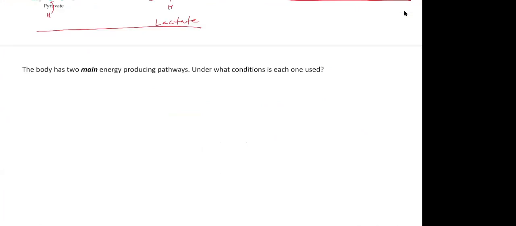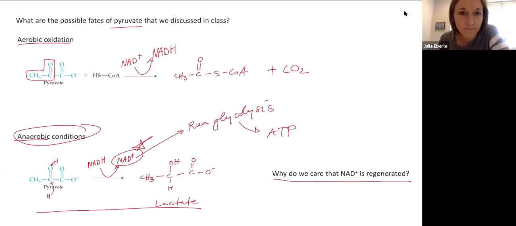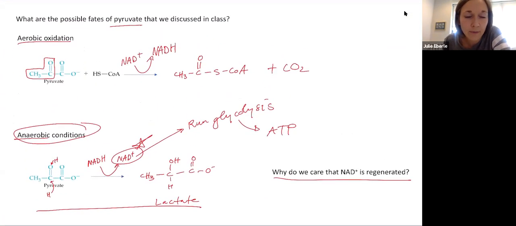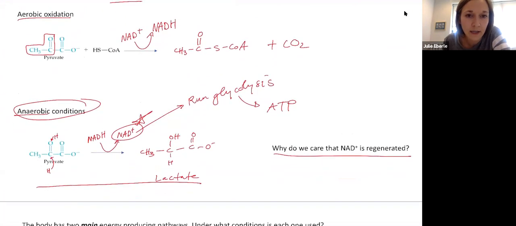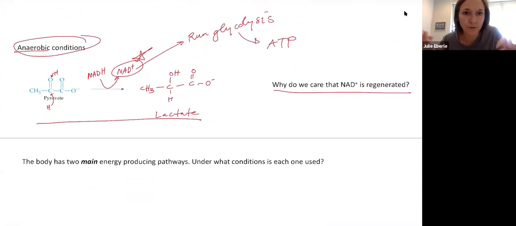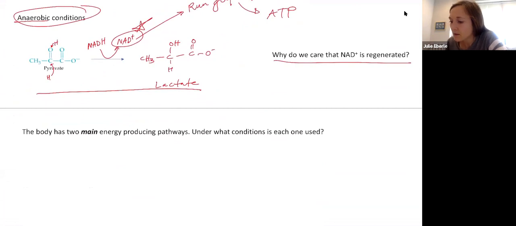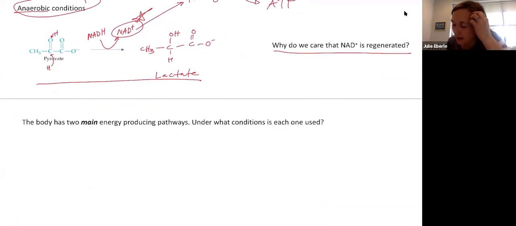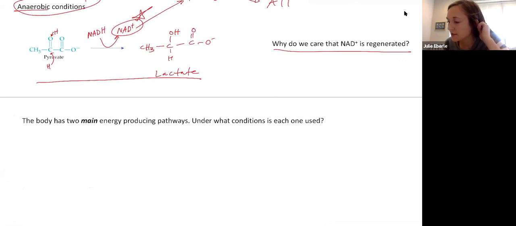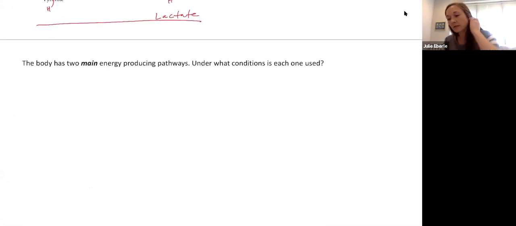All right. So that's pyruvate. I definitely want you to know anaerobic and aerobic conditions, like how pyruvate serves both of those things for the body. Okay. Body has 2 main energy producing pathways. Under what conditions is each one used? Okay, so this is kind of a big picture question. The body has 2 main energy producing pathways.